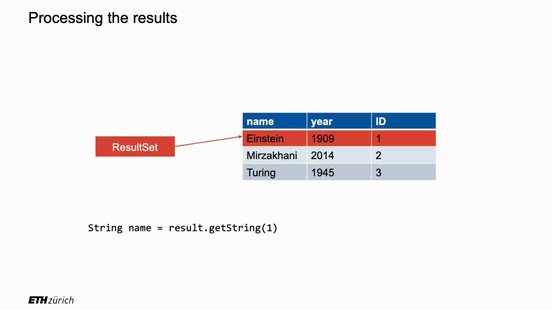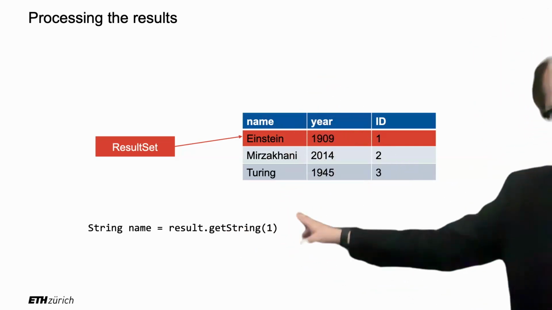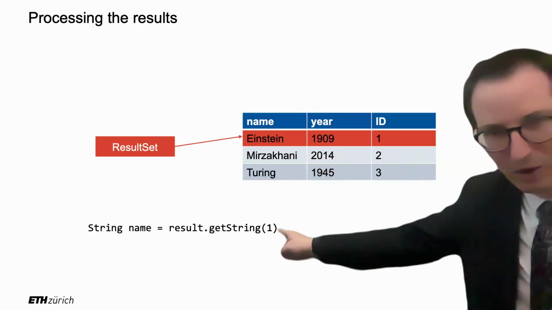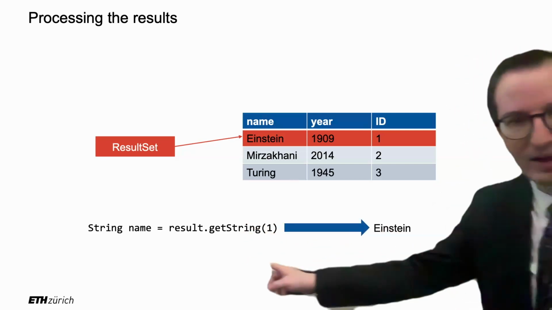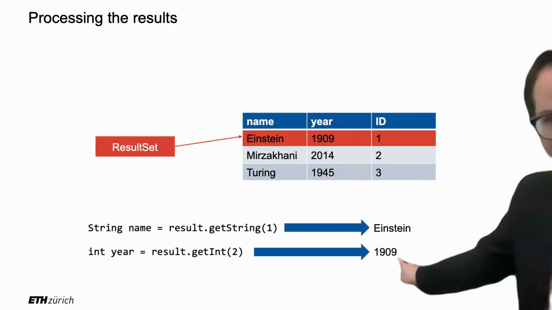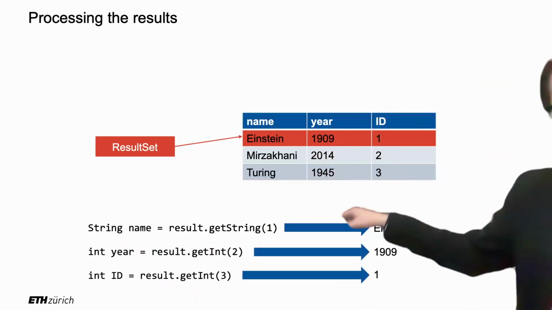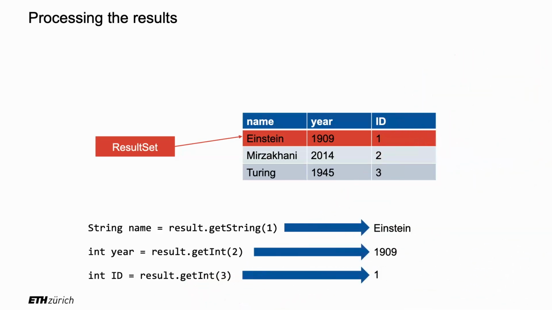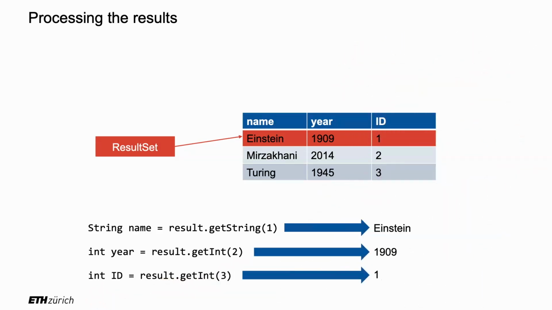And then in my language, I can say get string one. It means I want the first column. So this API works with numbers of columns. So the first column as a string, and that's going to give me Einstein. Then I say the second column as an int here, and that's giving me 1909, and I store it in some Java variable. And then result.getInt 3 from the third column, and I store it in a Java variable. So you see the impedance mismatch, right?